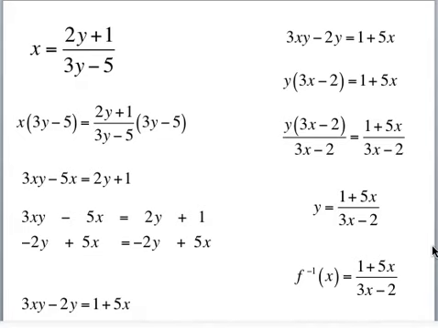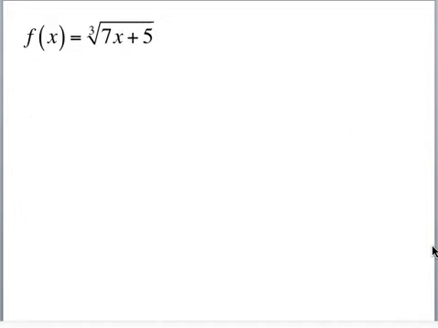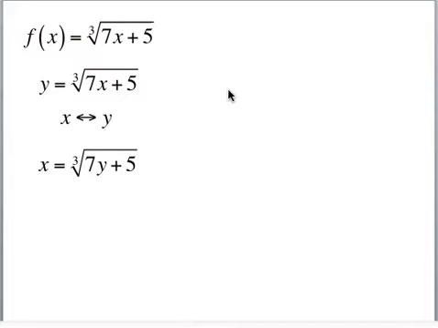Okay, we've got one more problem to compute the inverse function. We'll take a look at f of x is the cube root of 7x plus 5. This does pass the horizontal line test. That's not a problem. So we're going to go ahead and rewrite f of x as y. And then we switch the x's and the y's. So it'll be x equals the cube root of 7y plus 5. And then our goal, of course, is to solve for y.